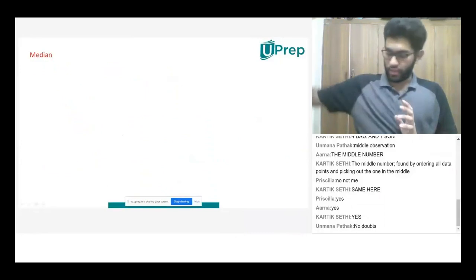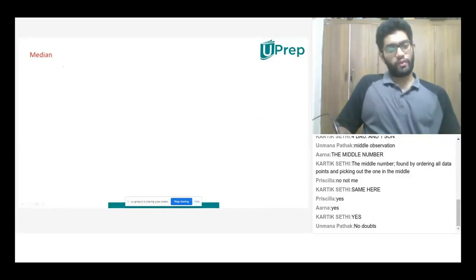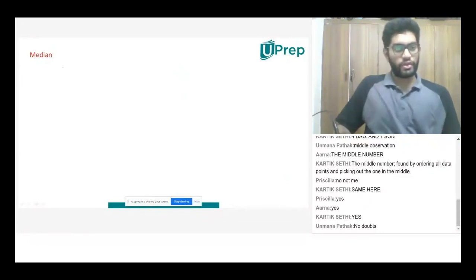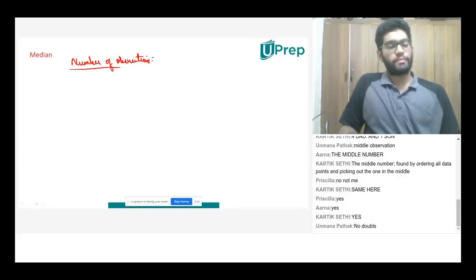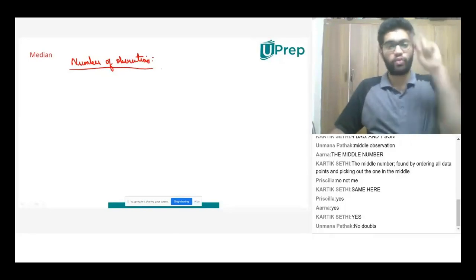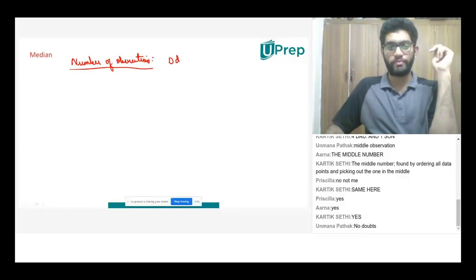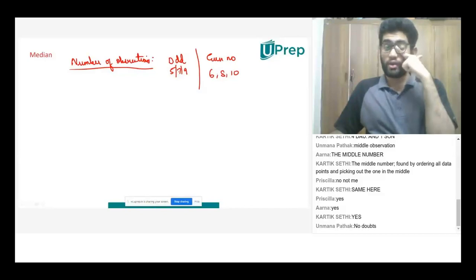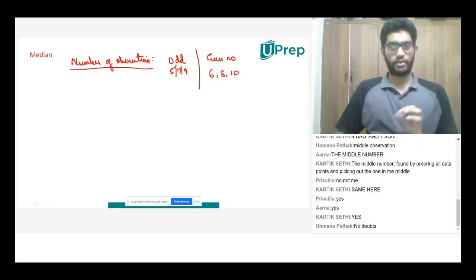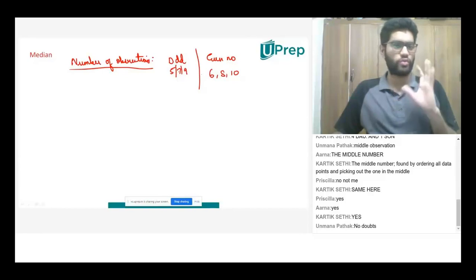Now we have 2 cases, guys. When we find the median, the 2 cases that we have over here are with respect to the number of observations. Let's take an example and understand. Now the number of observations can only be of 2 kinds. They can either be odd, that is say 5 observations, 7 or 9, or they can be an even number of observations. That is, it can be either 6, 8, 10, etc. Now, how are we supposed to find the median when this is the case? Let's think about it logically and let's also see what the formula is.